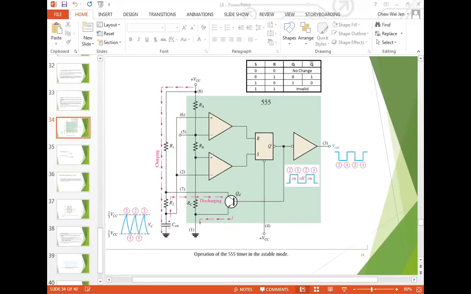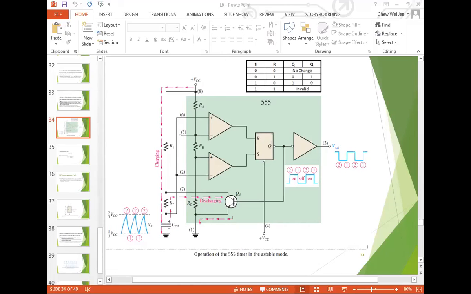So charge until what happens? When the capacitor voltage starts to hit 1/3 VCC and go higher, the lower comparator output becomes low, because the value is now above 1/3 VCC. But it's still less than 2/3 VCC, so the upper comparator still stays low. Both low means no change, so the output is still maintained as high and the transistor is still off, right?